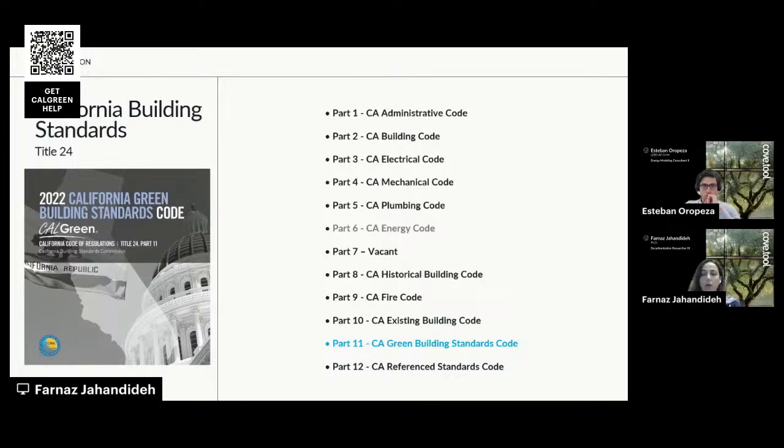All right. Just as a reminder, Title 24, as the building officials always like to remind us, is a whole building code. And so we are focusing today on Part 11, the California Green Building Standards Code, not to be confused with Part 6, which is the energy code, although you will see some cross-referencing there.